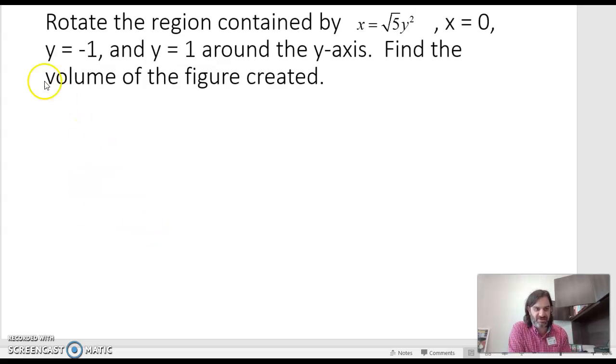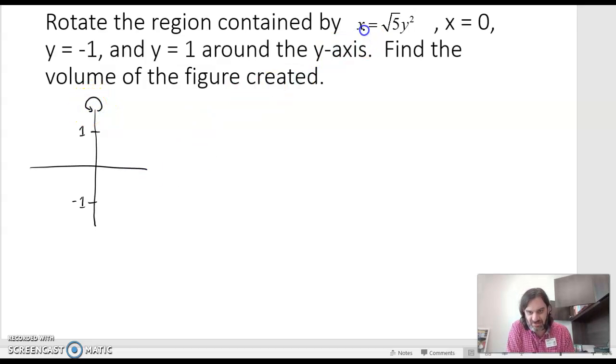So let's draw ourselves a little picture here. We need ourselves a graph. I mean, we can find it elsewhere, but let's try and draw one to start with. So the region that they give us here is going to be between y of 1 and y of -1, and whatever we create, we're going to take around the y-axis. Now it says we're going to graph x equals the square root of 5 y squared. So let's see, what does that look like?